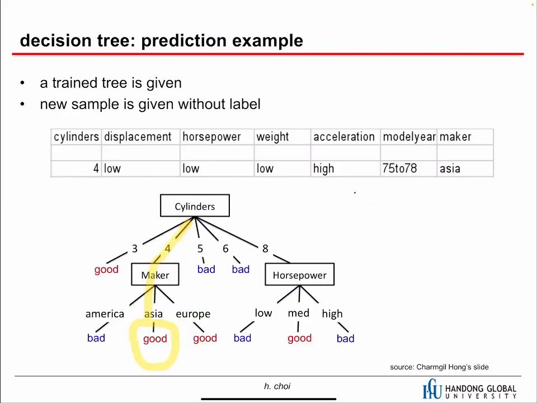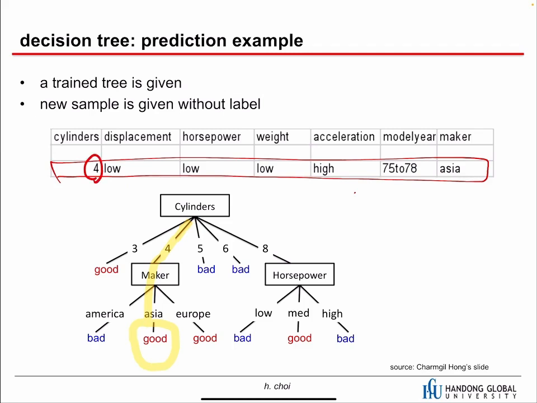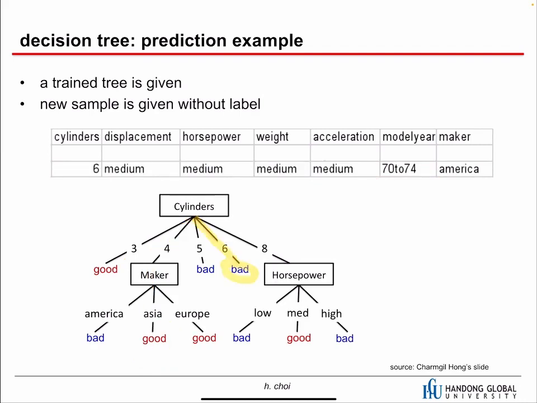Now a new sample is given without the label. As I said, this is new data, and we just use the same trained model. First question is cylinders. It's 4. Then the next question is maker, Asia. Oh, then MPG is good. And for another sample, we follow the same rule with the same tree. The number of cylinders is 6. Oh, it's bad.